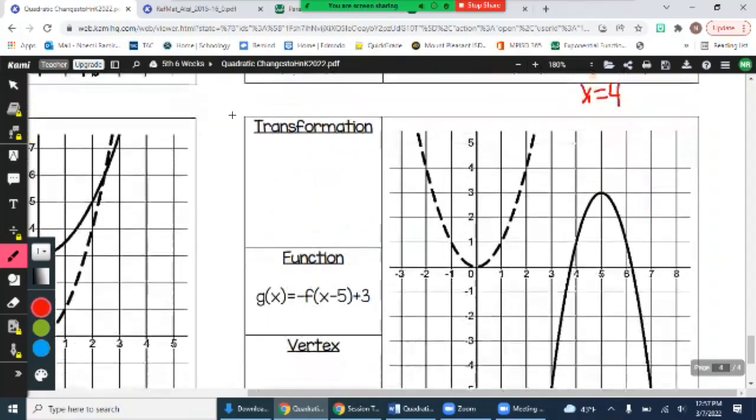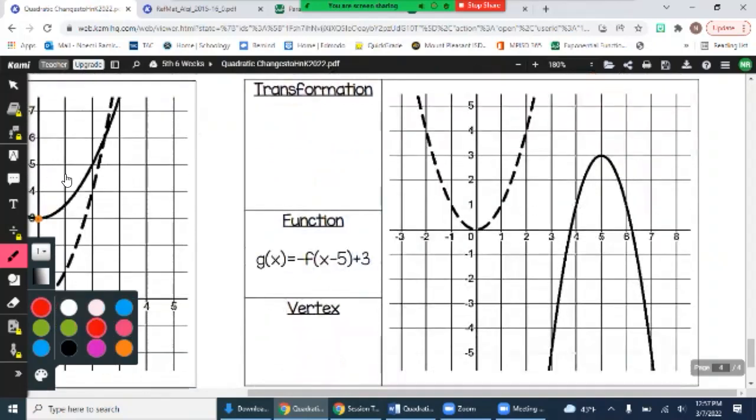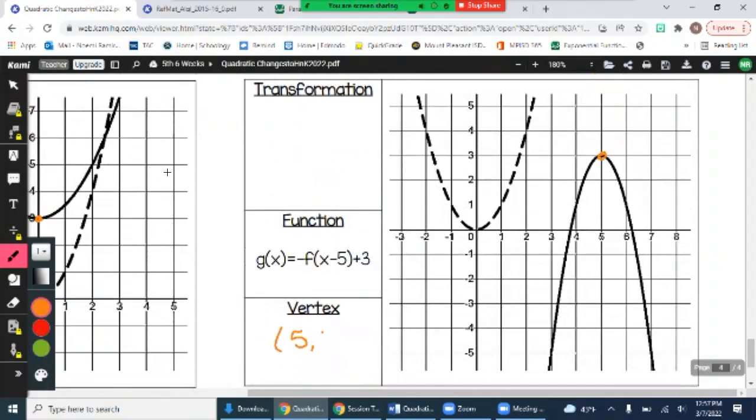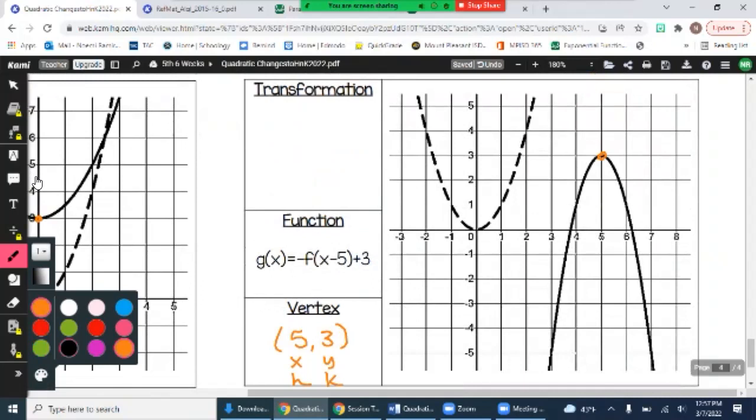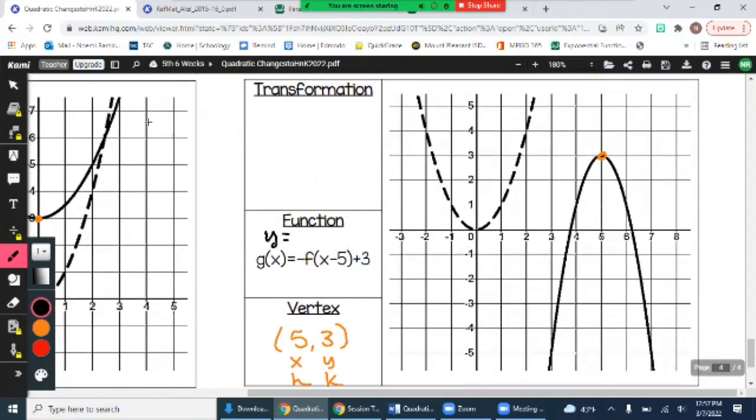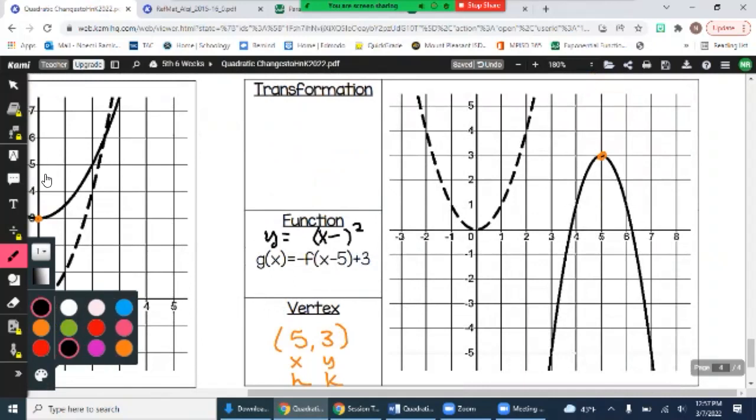Next, always look at the vertex first. My vertex for this one is what? 5, 3. Once again, it's not on the y-axis, so we have to use vertex form. I'm still going to label it x y, but I'm going to put the h k under to help. Let's switch this back to y equals form. Y equals, instead of that f, we're just going to have the x minus with the squared.